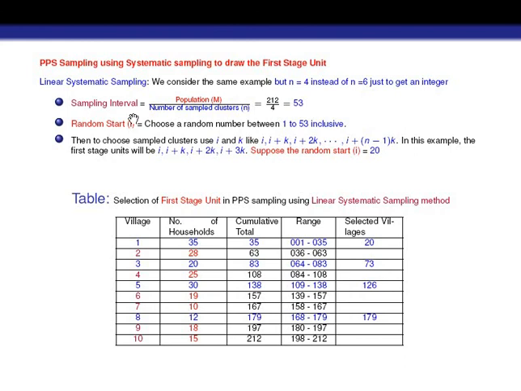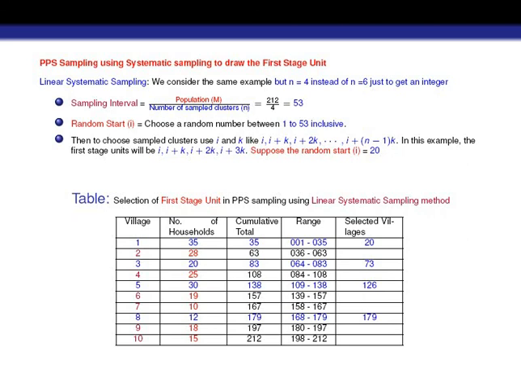So how can we calculate the sampling interval? You have to divide the population by the number of sampled clusters. If we divide 212 by 4, we get 53, which is a whole number, so we can go for linear systematic sampling. Now we have to choose a number between 1 and 53, both inclusive. After choosing the number, we just add our sampling interval to get our desired sample size.